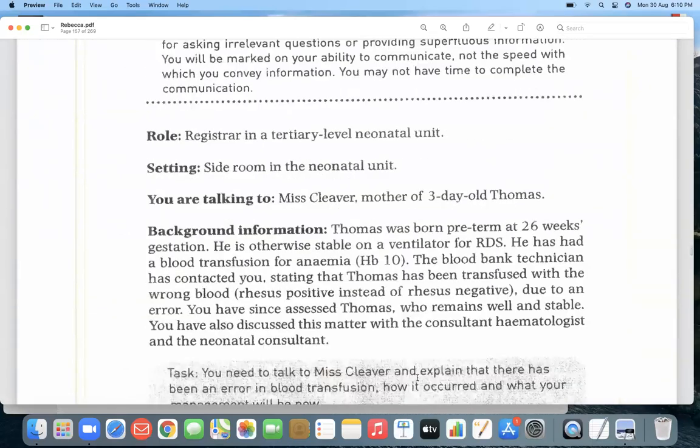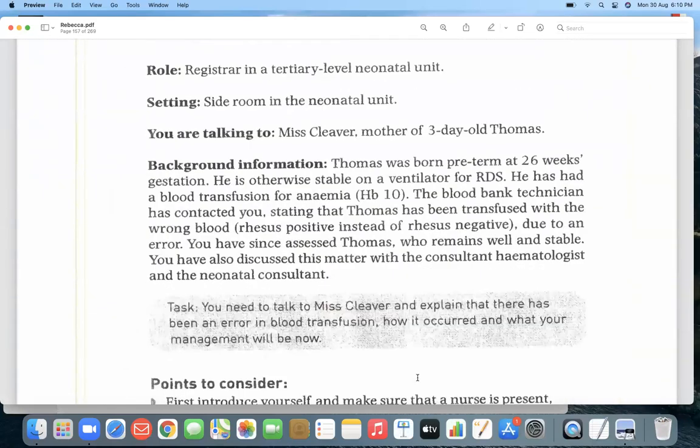So you know the case. Thomas is 3 days old. You're talking to Miss Cleaver, the mother, and his HB is 10 and he has been given RH positive blood instead of RH negative blood.